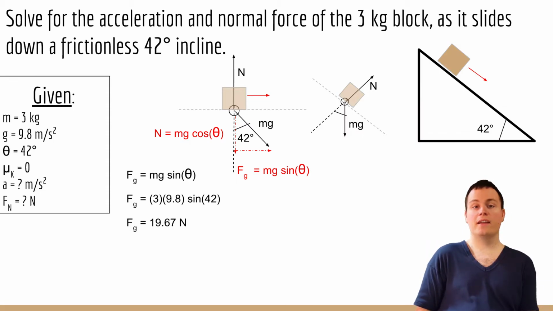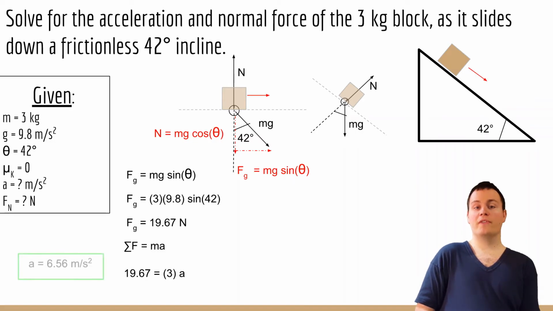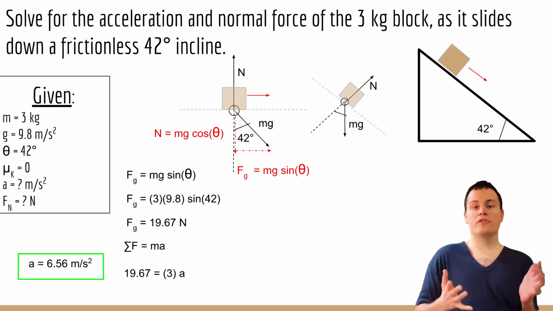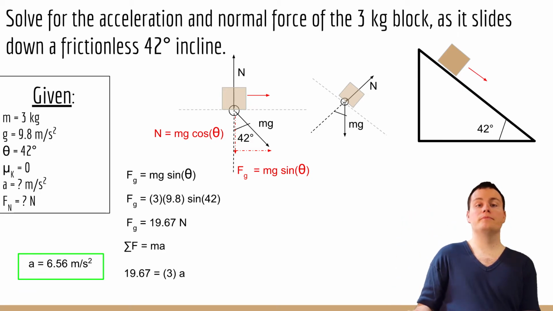Now we can use that in Newton's second law, force is equal to mass times acceleration, to figure out what the acceleration is. We plug in what we know, do a little algebra, and we find that the acceleration of the block is 6.56 meters per second squared. And we know that sounds right because intuitively we know that the block should slide down the inclined plane slower than if we were to just drop it and have it fall in free fall. In free fall, we know is 9.8 meters per second squared. This 6.56 is less than that, so this makes sense.